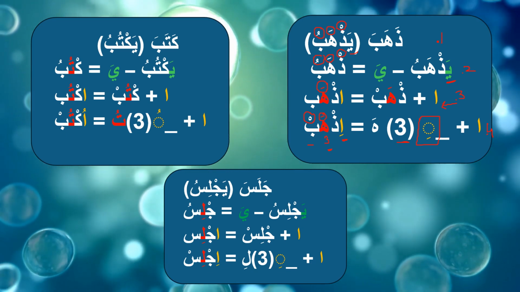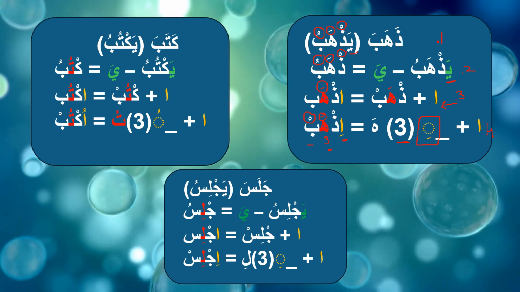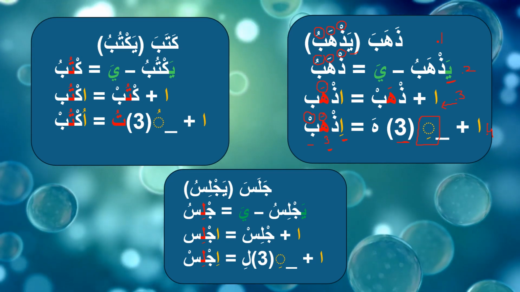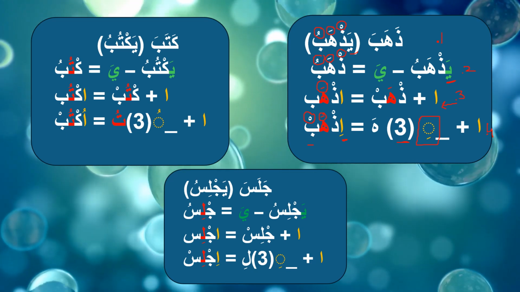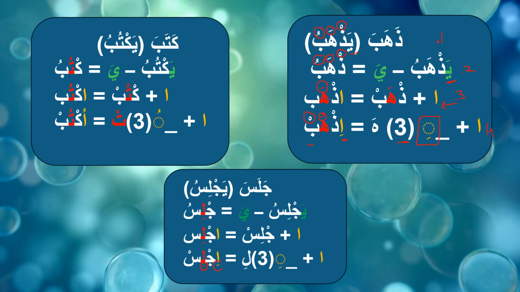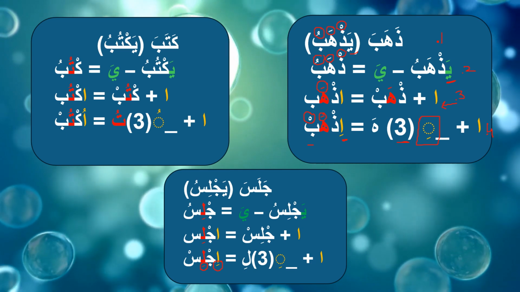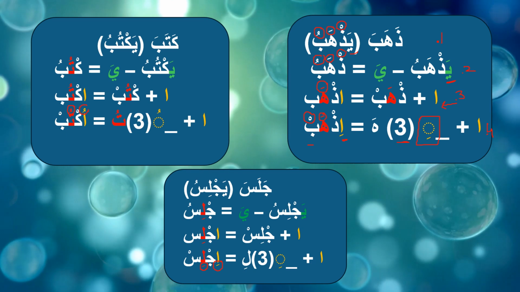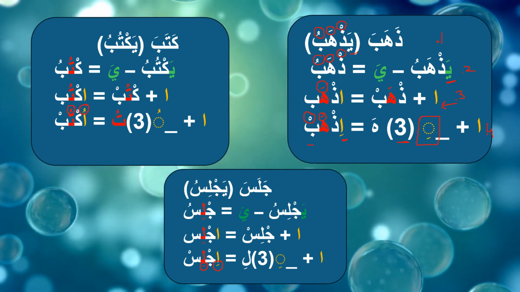So you need to check the third letter. If the third letter has a fatha, the hamzatul wasl will have a kasra. If the third letter, now remember this, has a kasra, for example, here in this example, jalasa, the hamzatul wasl will have a kasra. And the third one, in this example, kataba, if the third letter has a dhamma, the hamzatul wasl will have a dhamma.